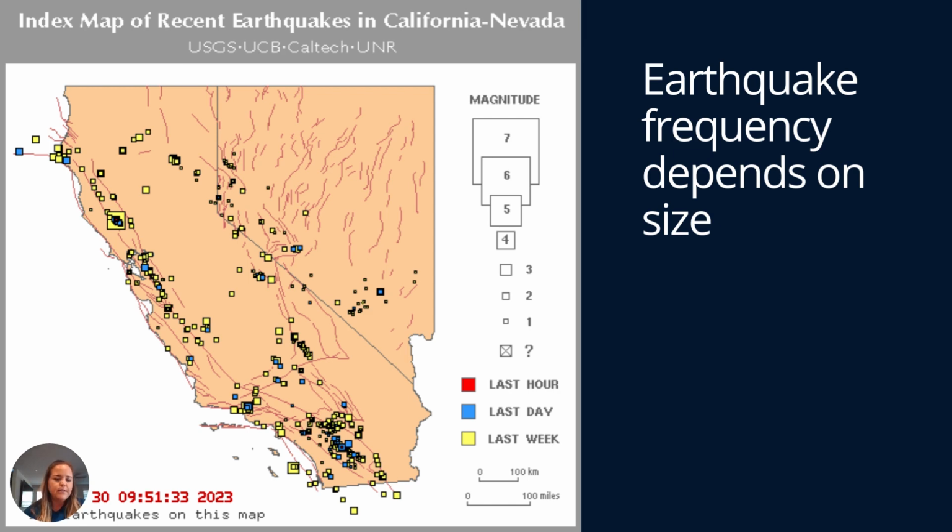Earthquakes, like I said, happen every day. So here is a map showing you in California the earthquakes that have happened in the last hour, day, or week, and it shows you their approximate magnitude. So the more small earthquakes we have, the less likely we're going to see a really big one.